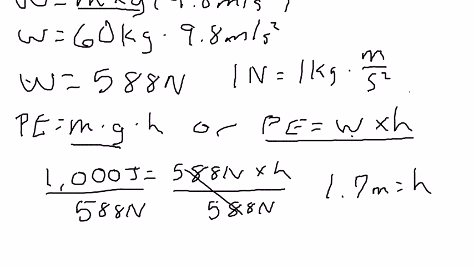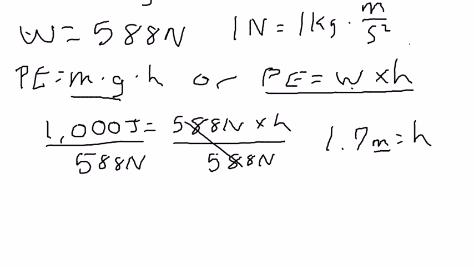Now, you may be asking, how did we end in the unit meter? Well, we need to look at what 1 joule is equal to. 1 joule is equal to 1 kilogram times meters squared divided by seconds squared. And if you recall, 1 newton was equal to 1 kilogram times meters divided by seconds squared. So when we divided the joules by the newtons, we were basically dividing 1 kilogram times meters squared divided by seconds squared divided by 1 kilogram times meters divided by seconds squared.